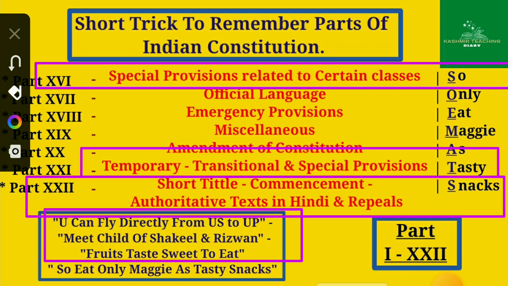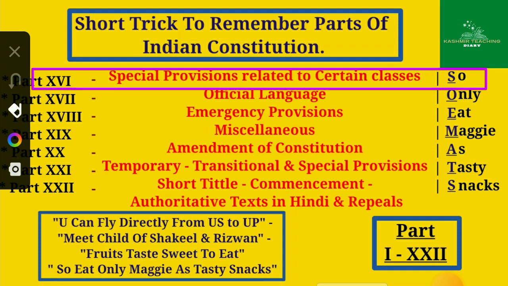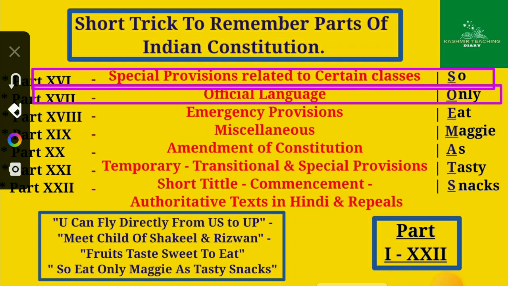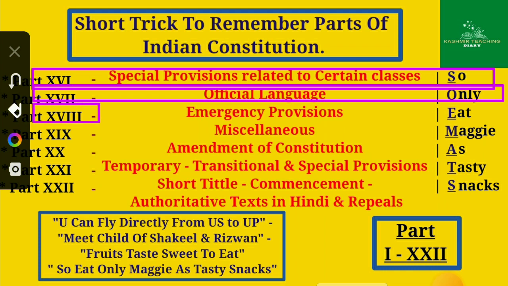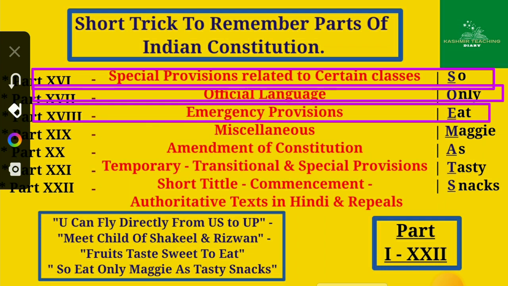In this way, we learned all the parts of the Indian Constitution from 1 to 22. Once again, we will try to recap it. Part 16 deals with special provisions related to certain classes. So, the first letter of so, S, stands for special provisions. And part 17 deals with optional languages. Only, the first letter of only, O, stands for optional languages. And part 18 deals with emergency provisions. And eat, the first letter of eat, E, stands for emergency provisions.